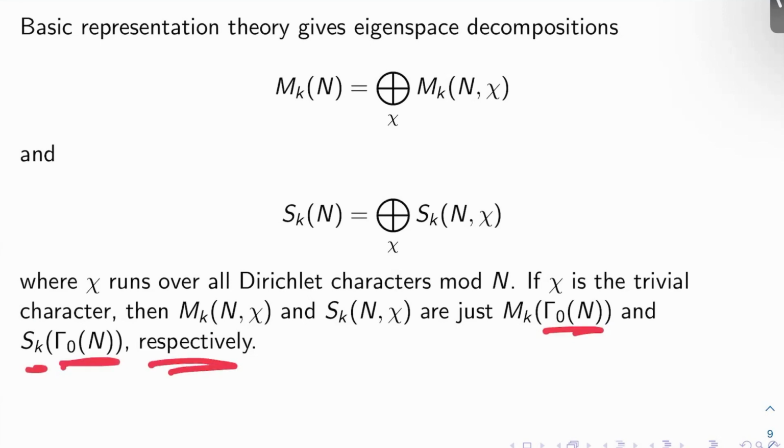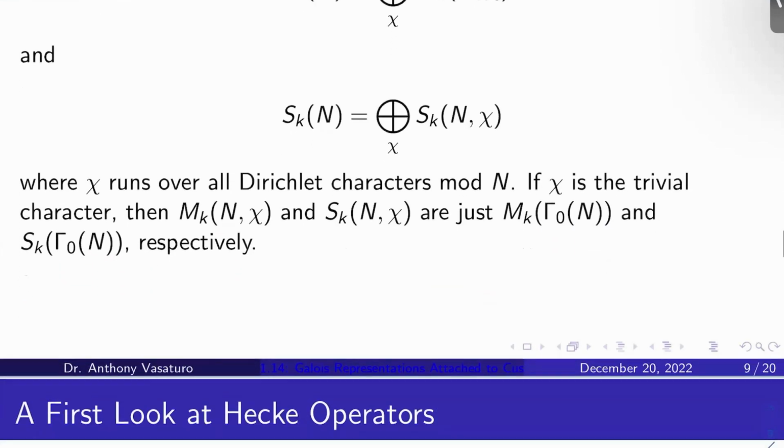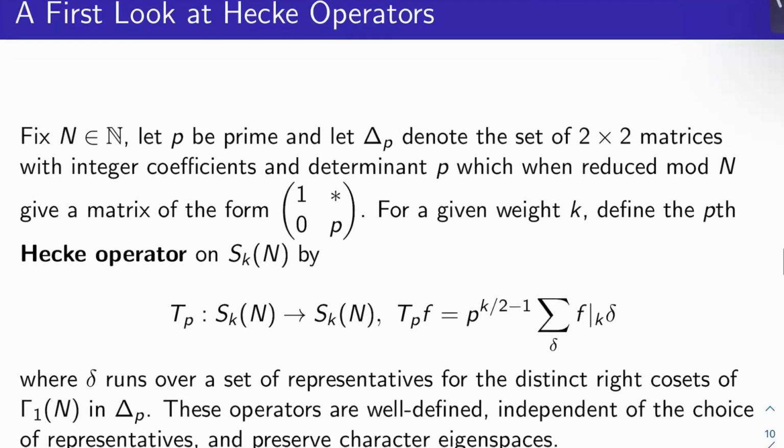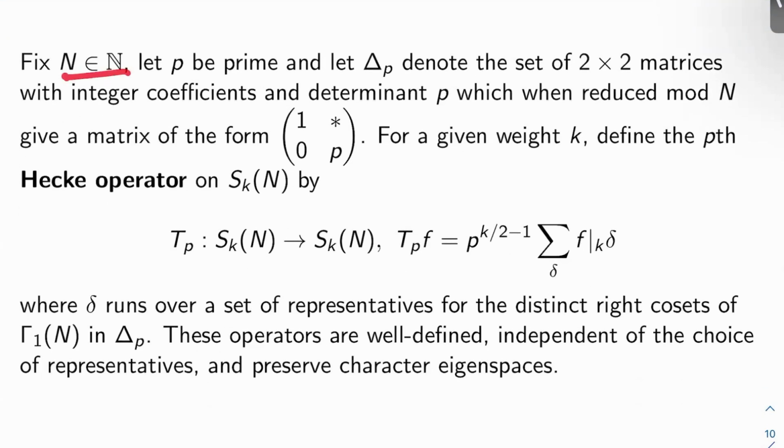Okay. So we're going to need a very brief, disturbingly brief crash course in Hecke and Diamond operators here. Let N be a natural number, let p be prime, and let Delta_p denote the set of 2x2 matrices with integer coefficients and determinant p, which when reduced mod N give a matrix of the form (1 star; 0 p).